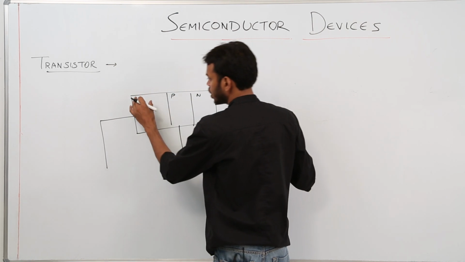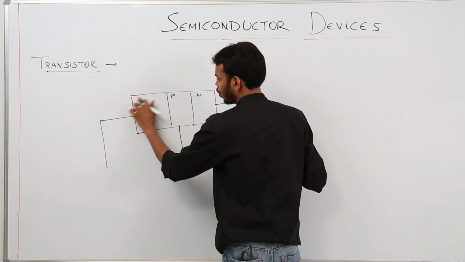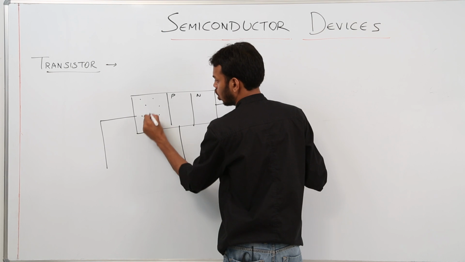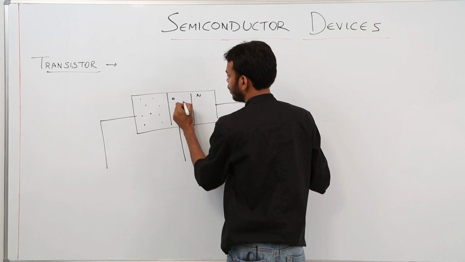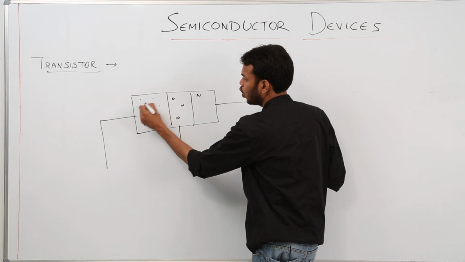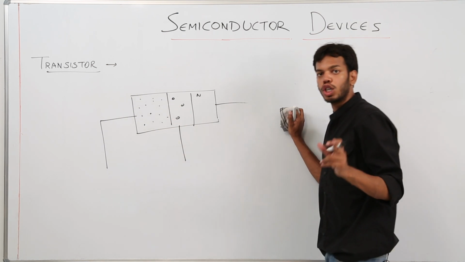This was our emitter region, right? For N, I am representing these electrons. For the P part, we have holes, but why very few holes? Because the base was lightly doped.